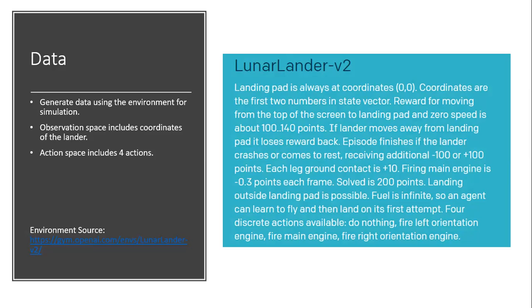And then we give each leg ground contact, that is for each leg, left and the right one, plus 10 points for the contact to the ground. And then for firing the main engine, we give minus 0.3 points for each frame. So the solve is 200 points.